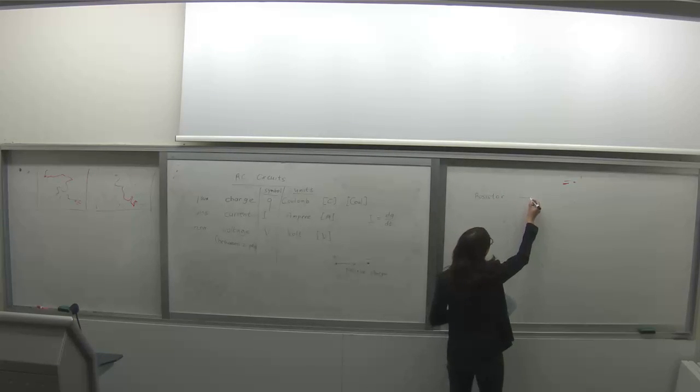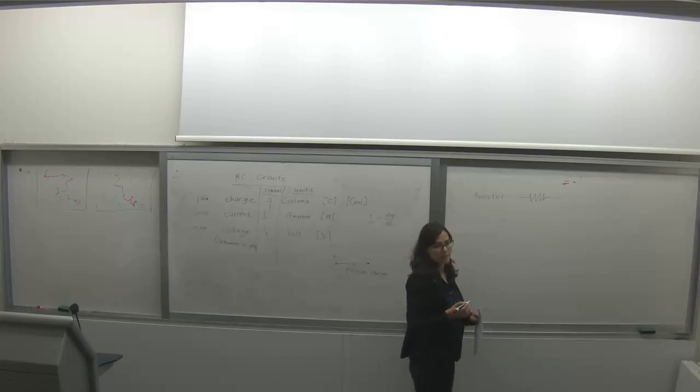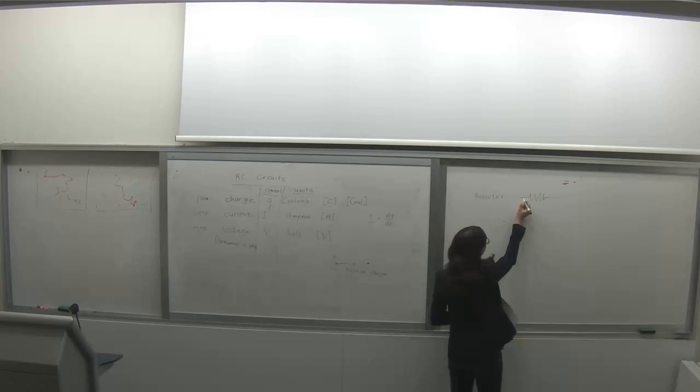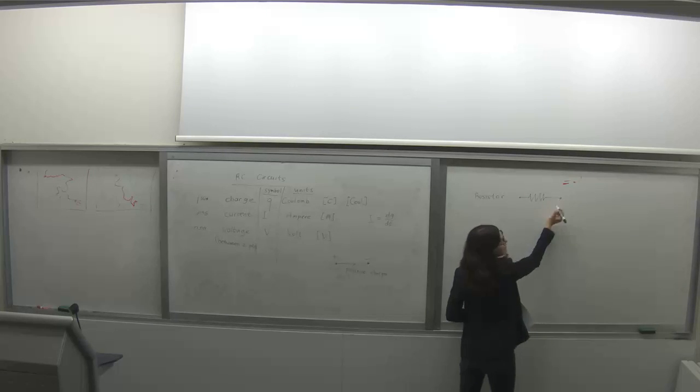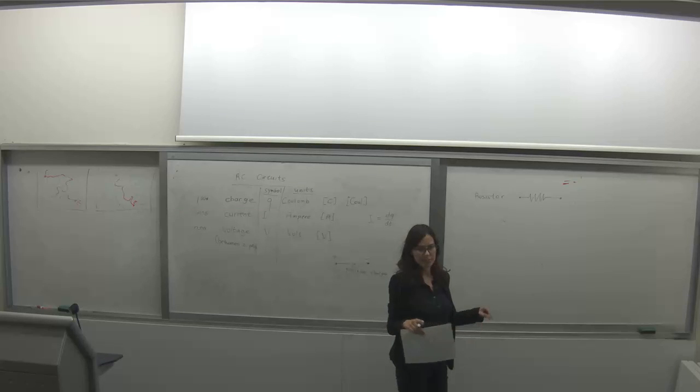This is the symbol of the resistor in the electrical circuit. Okay, so it has 2 terminals, 2 ends. We call them terminals. So it has to connect to the electrical circuit in 2 points. If it's only 1 point, then it's not connected to the circuit.